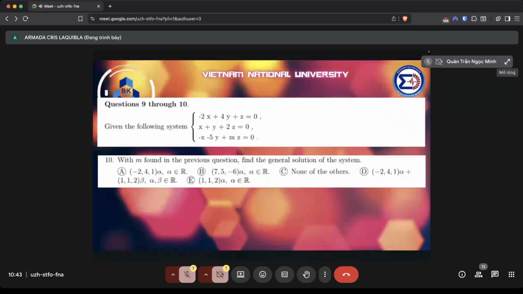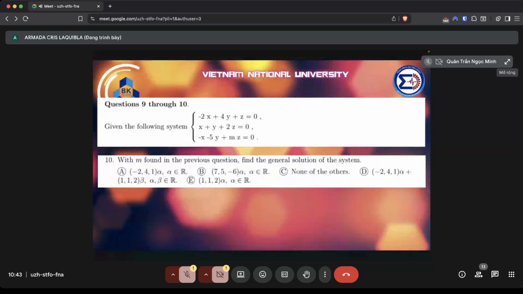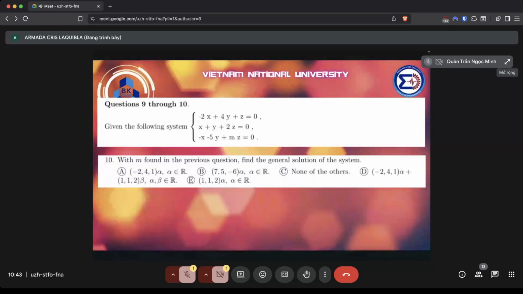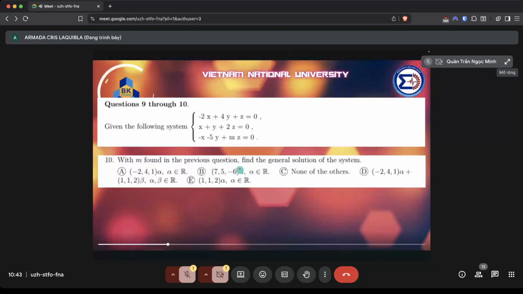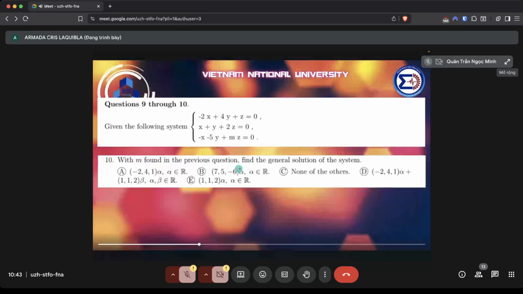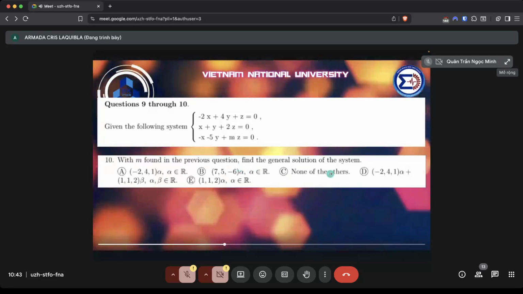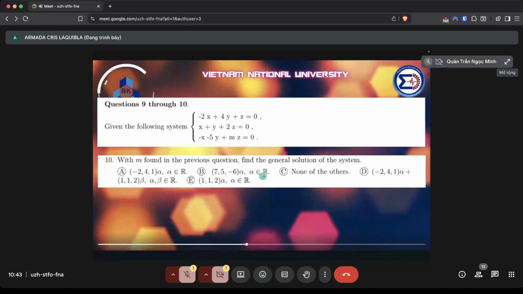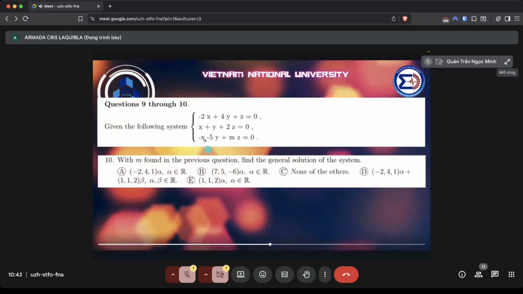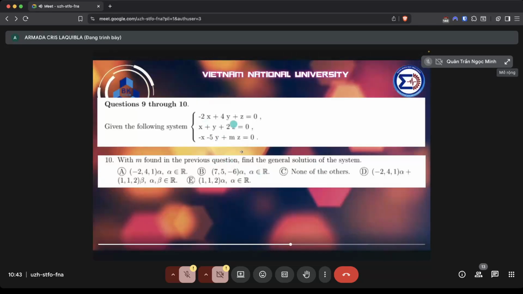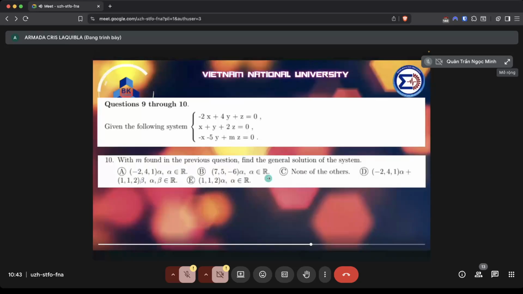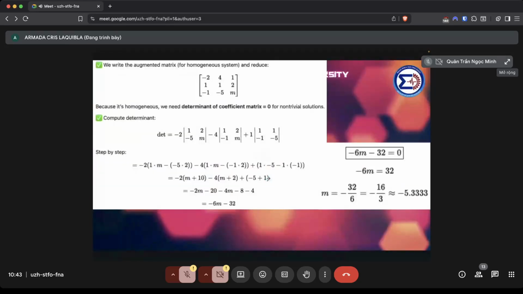Oh, number 10. Number 10, with m found in the previous question, so class, you have to get the right m value there. Find the general solution of the system. General solution of the system, class, is the value of your x there, the y, and the z. And it says they're non-trivial solution, right?